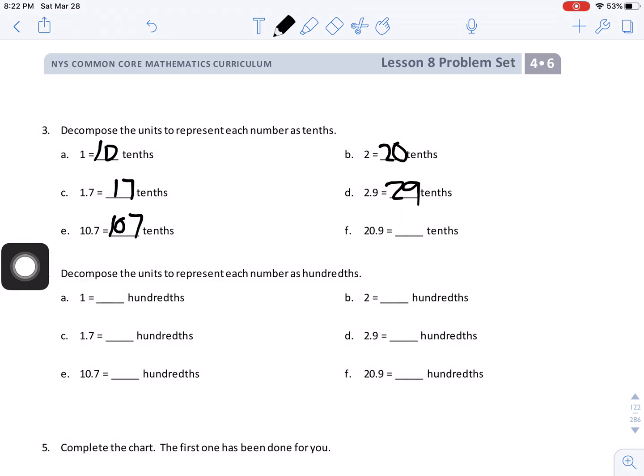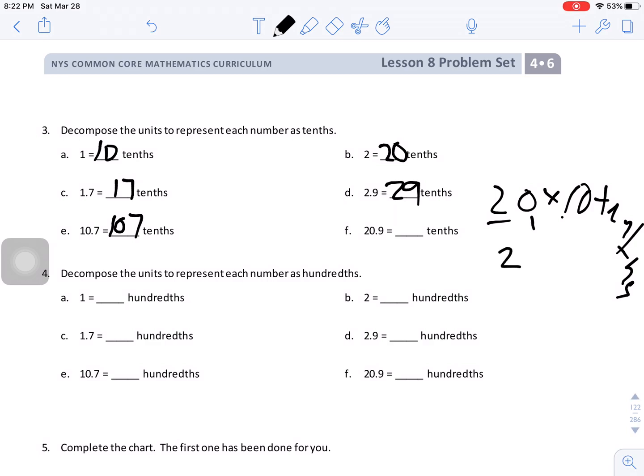Some of you might be noticing a pattern with the whole numbers converting into tenths. 20 wholes, so I have 20 times 10 tenths in each one. So I know 2 times 1 is 2. I bring my zeros, so it's 200. Plus the 9 that are already there would be 209 tenths.